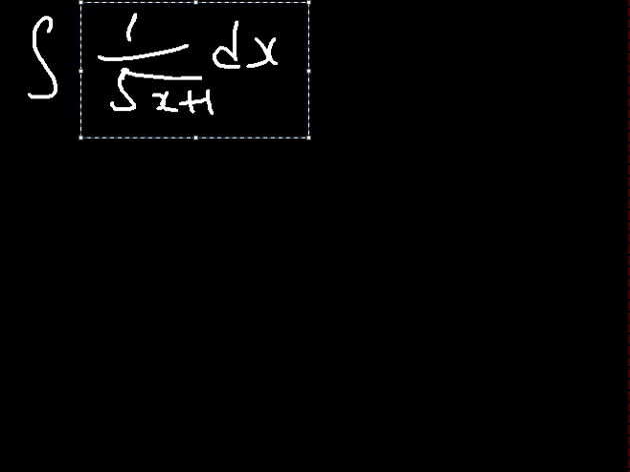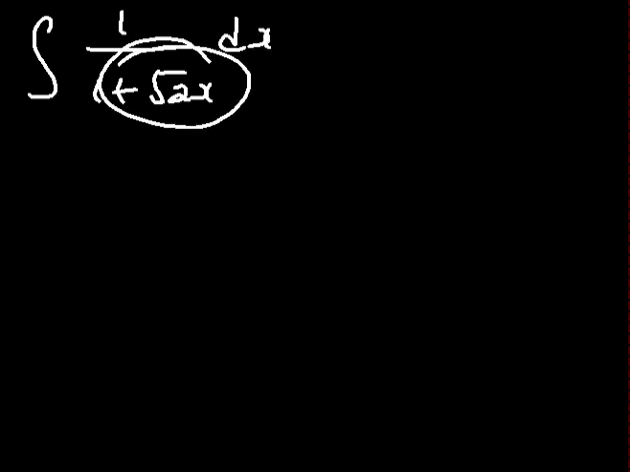Let me present it properly. It should be given as 1 over the square root of x, so it should be 1 plus the square root of 2x in that dx. So what is the integral of this function if this is the case?